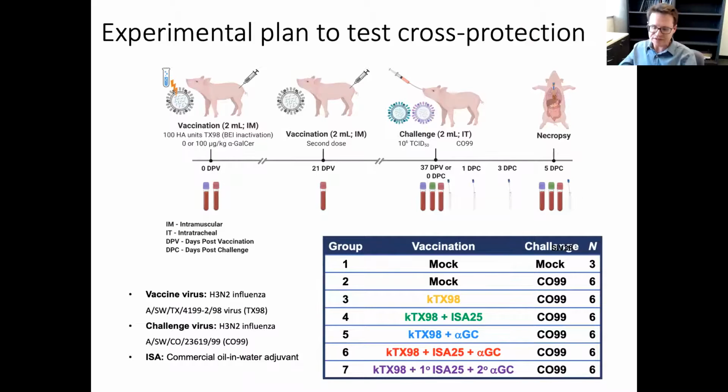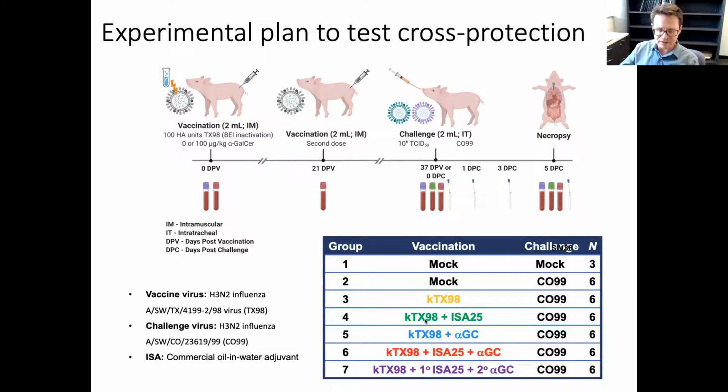So next, we designed a study to determine whether alpha-galsa alone or in combination with an oil and water adjuvant, ISA 25, would improve protection against a heterologous virus challenge. A heterologous challenge means that you infect with a virus of the same HN subtype as the vaccine, but the viruses come from different clusters. They're a little removed.